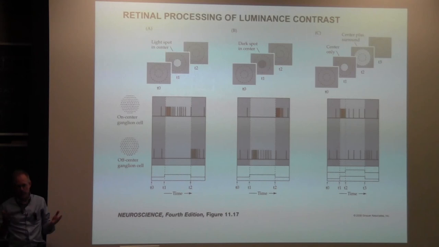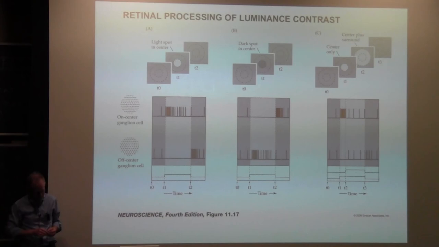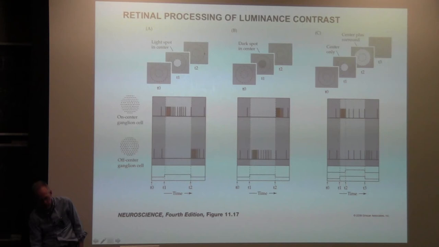In contrast, there are also off-center retinal ganglion cells that respond if the center of their receptive field is darker and the surround is brighter. This plot here just demonstrates that. Here are the stimulus conditions up here, and here we've got a diagram of an on-center ganglion cell and an off-center ganglion cell. If we start with a gray background and then shine a small spot of light here, that's going to turn on the on-center cell. It's not going to do anything for the off-center cell.